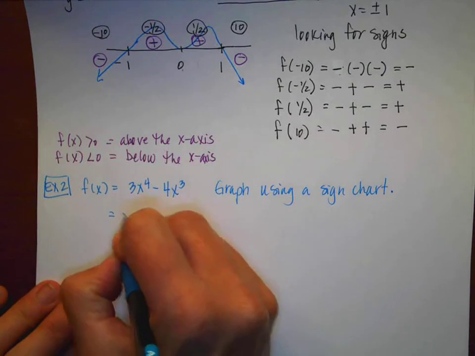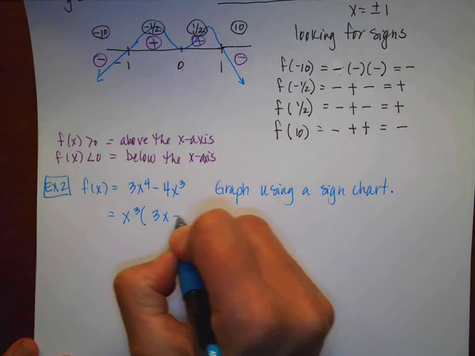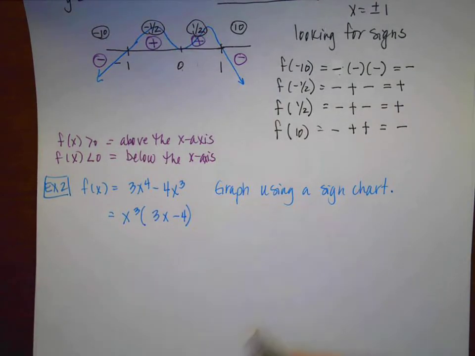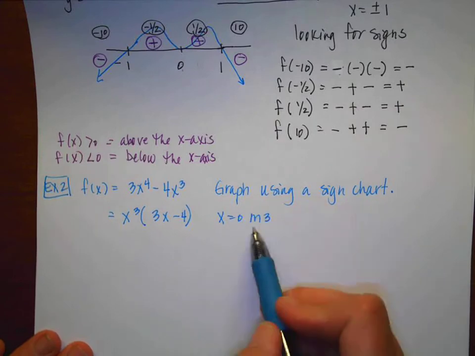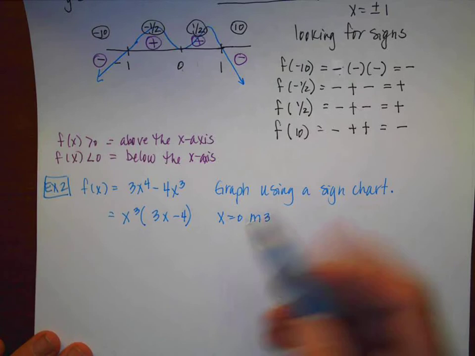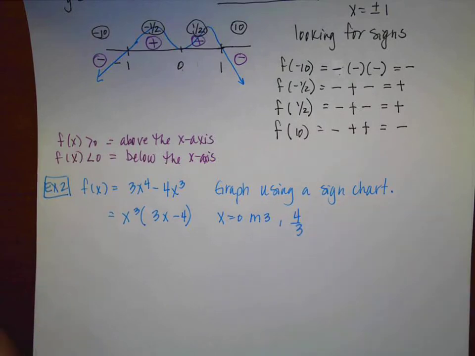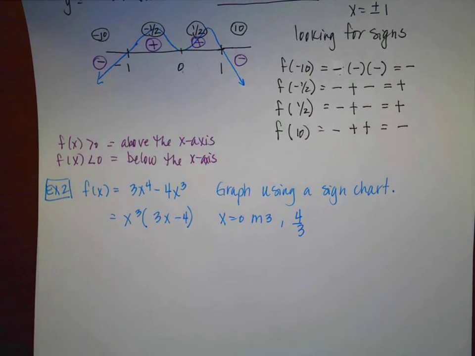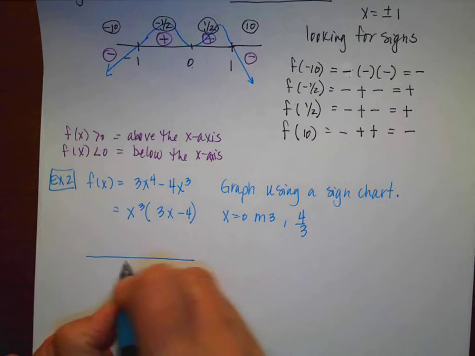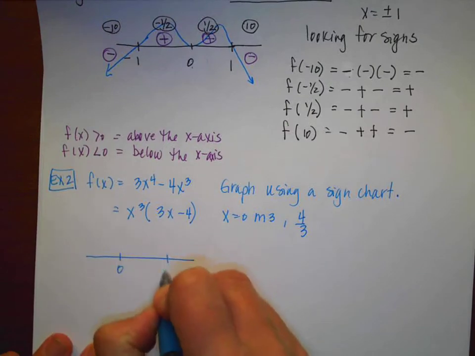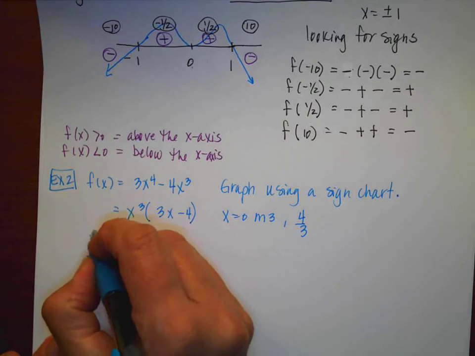So the first thing that I'm going to do is I'm going to factor, and I'm going to take out x to the third, and I'm going to get 3x minus 4, okay? So that means that I have x is equal to 0 with a multiplicity of 3, which means at 0 it's going to cross through the axis, and then x is equal to 4/3. Alrighty, so now I'm going to put those two values on my function. So I draw my straight line, and I'm going to put the 0, and I'm going to put the 4/3.